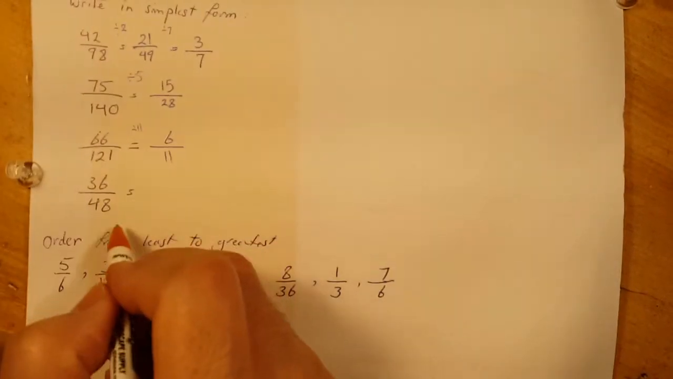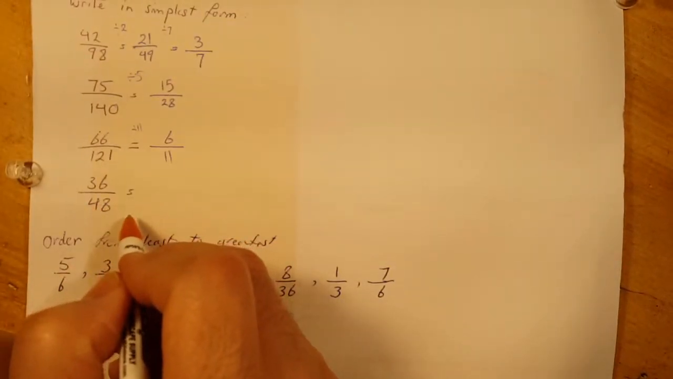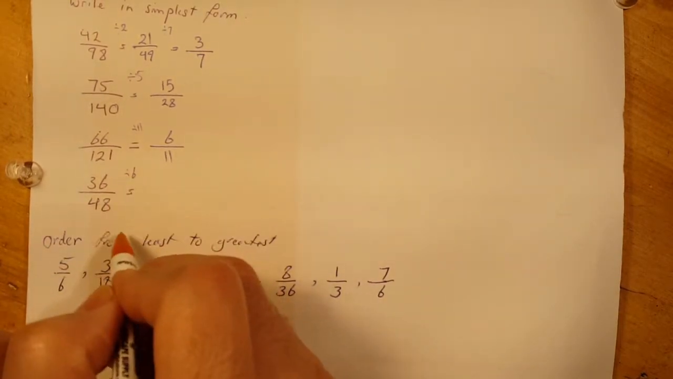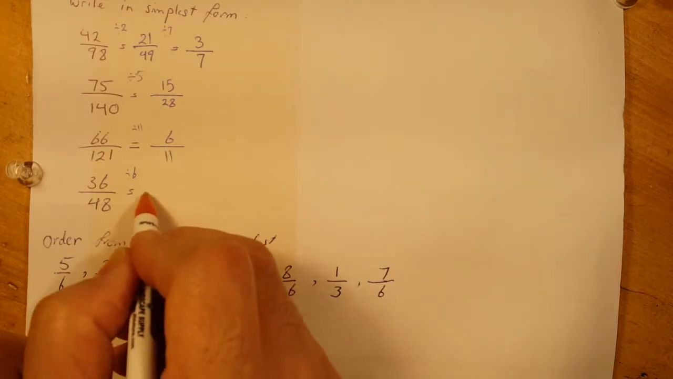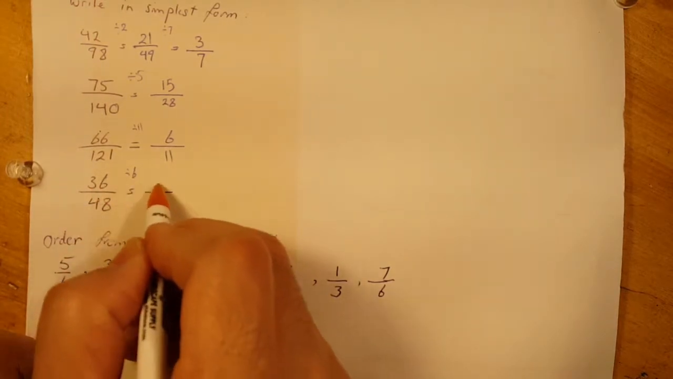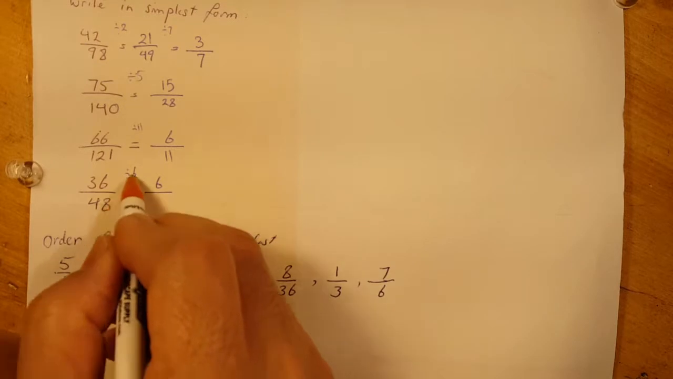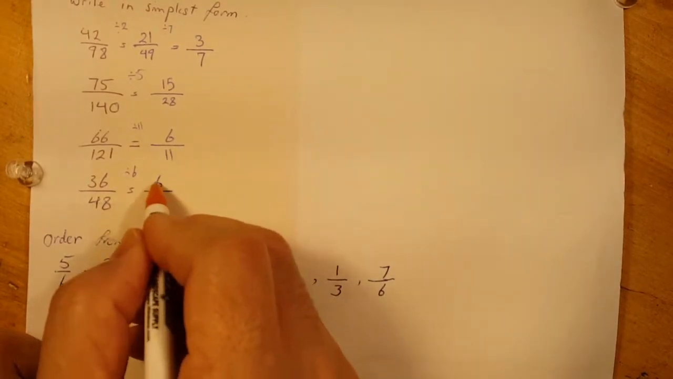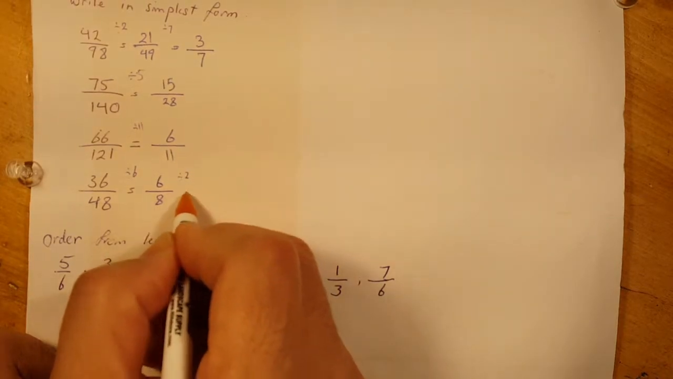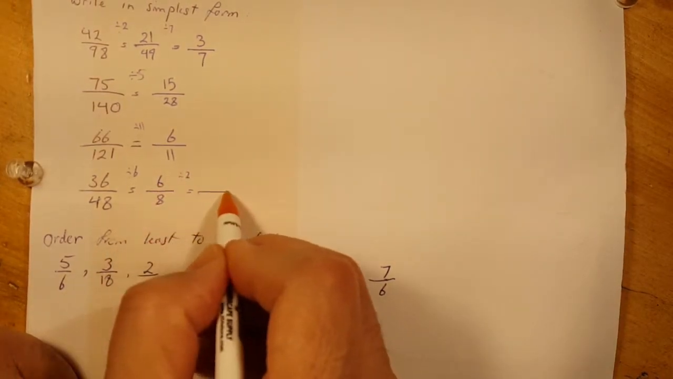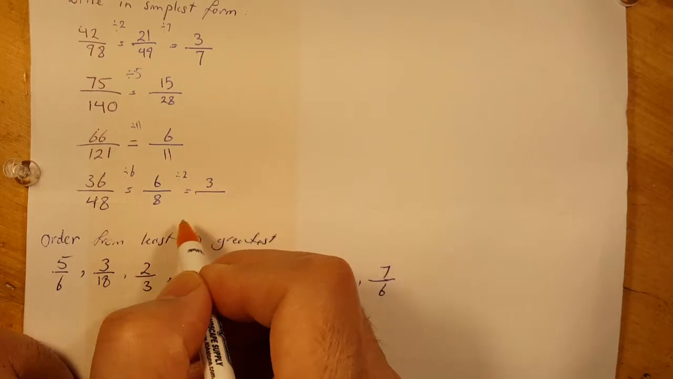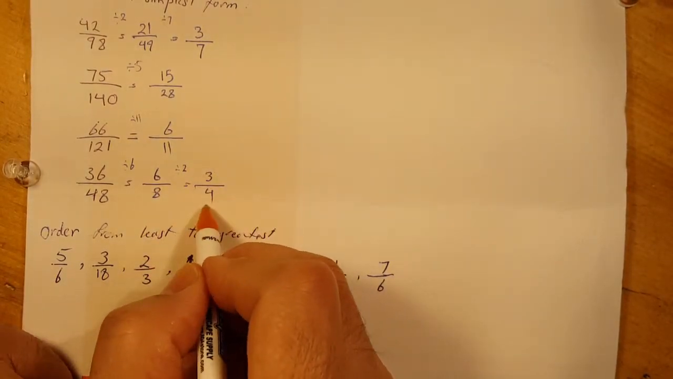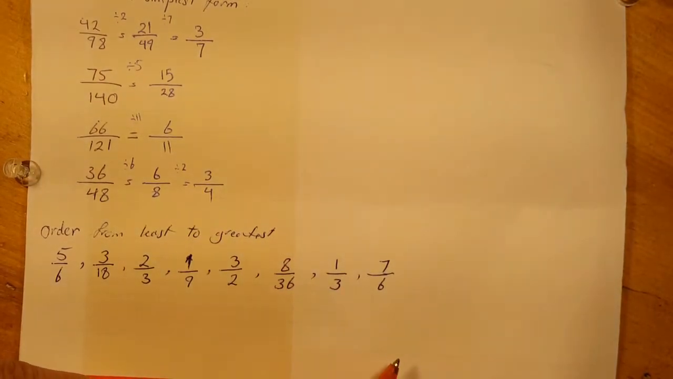36 over 48. Both can be divided by 6. 36 divided by 6 is 6. 48 divided by 6 is 8. Both can be divided by 2. 6 divided by 2 is 3. 8 divided by 2 is 4. So 3 over 4 is the simplest form.